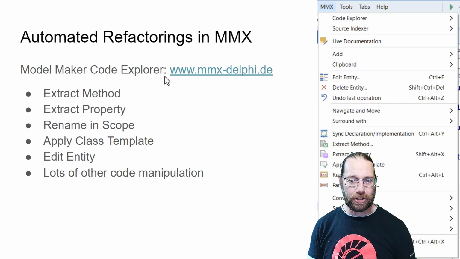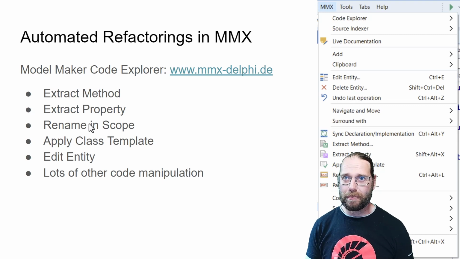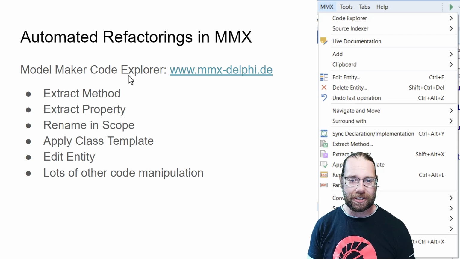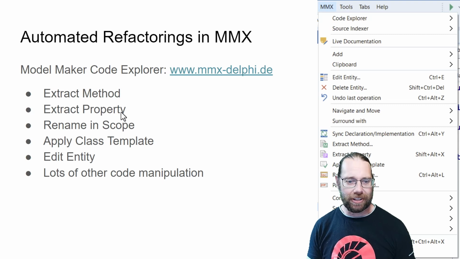Model Maker Code Explorer, which you can download from this location. And it has lots of refactorings and generally quite a lot of tools for manipulating code. And there's a lot more than I'm going into in this video, but extract method, extract property, extract interface is what we're going to be using.